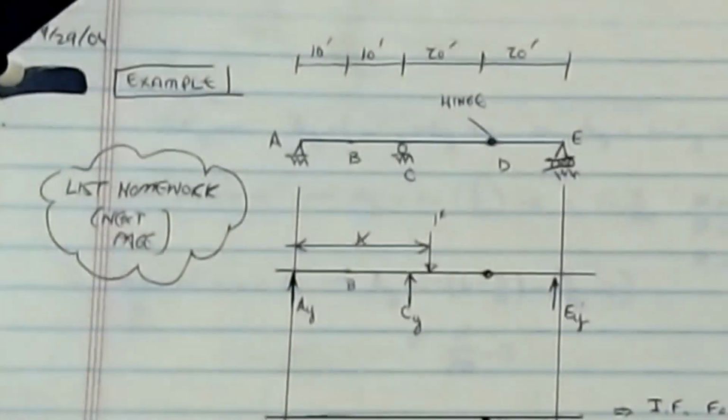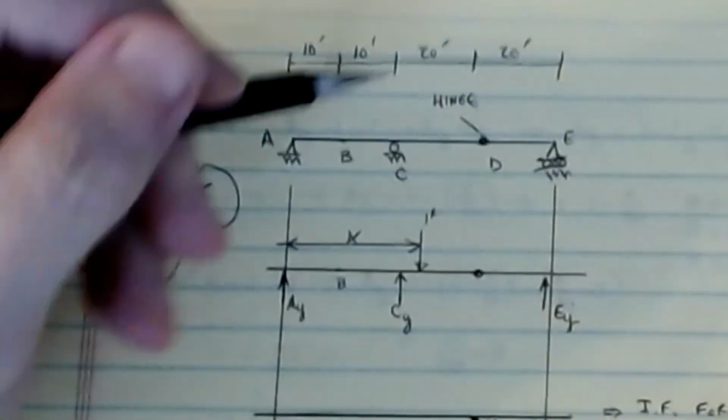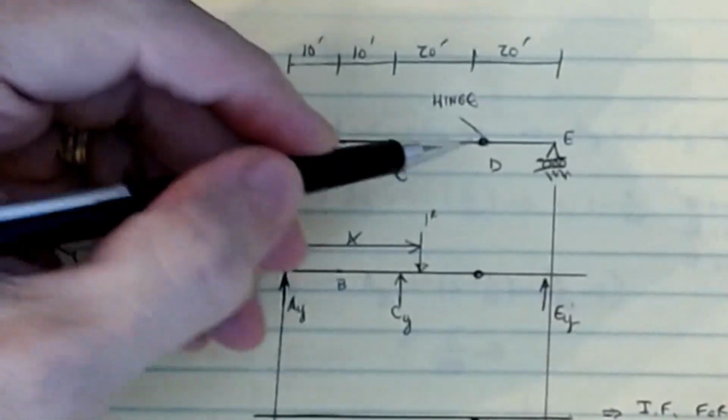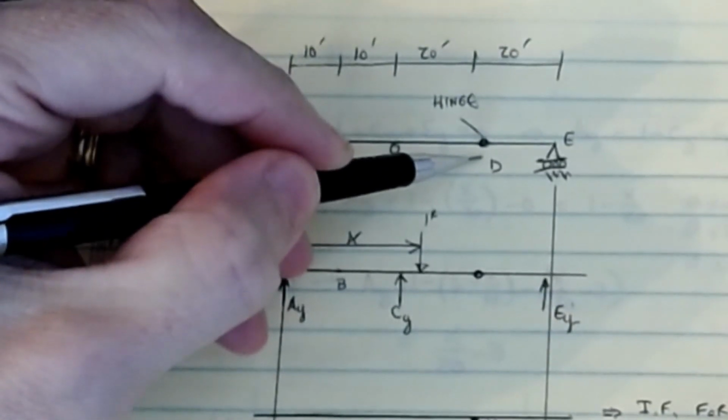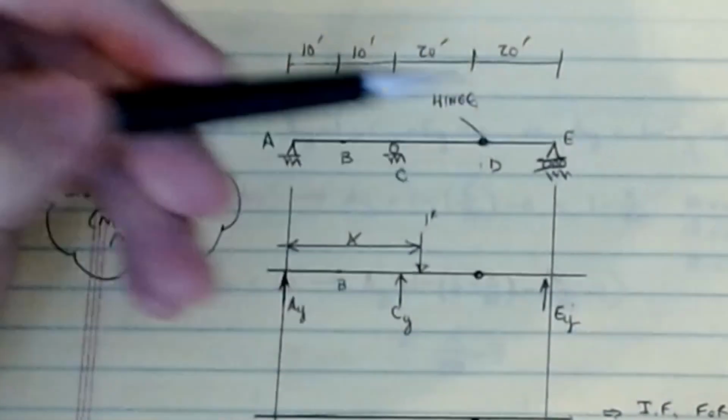Okay, we can do full systems. Okay, and so in this case, what I have is a multi-span beam from A, B, and C. Okay, and I have a hinge that's located at D. So there's an internal hinge here that breaks it, and then I have a roller at E.